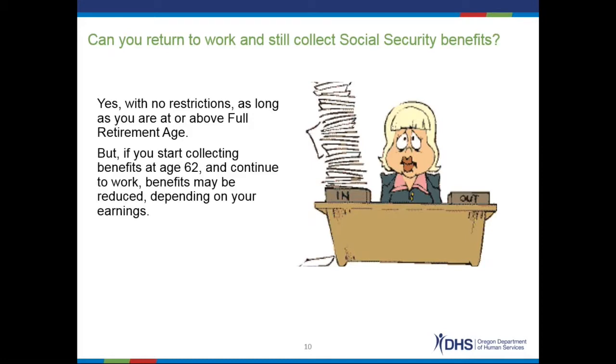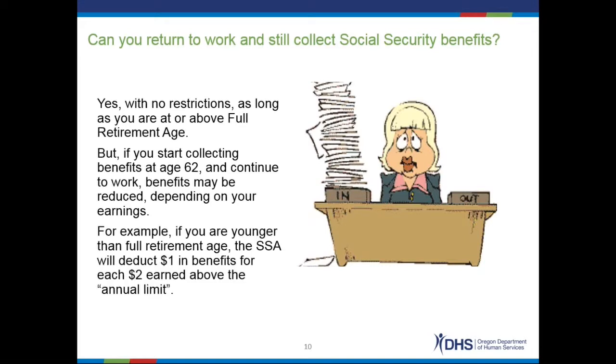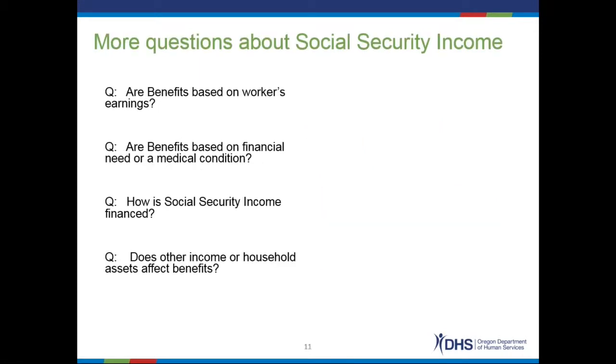However, if your client starts collecting benefits at age 62 and continues to work, benefits may be reduced depending on the earnings. For example, if you're younger than full retirement age, like 63, the Social Security Administration will deduct $1 in benefits for each $2 earned above the annual limit. And that was about $16,000. So if you're making less than that, they won't deduct anything.